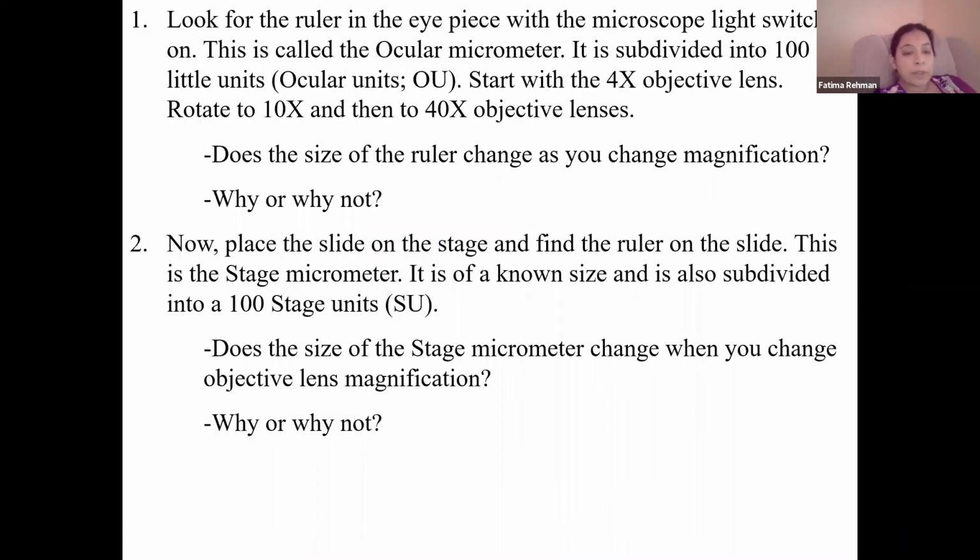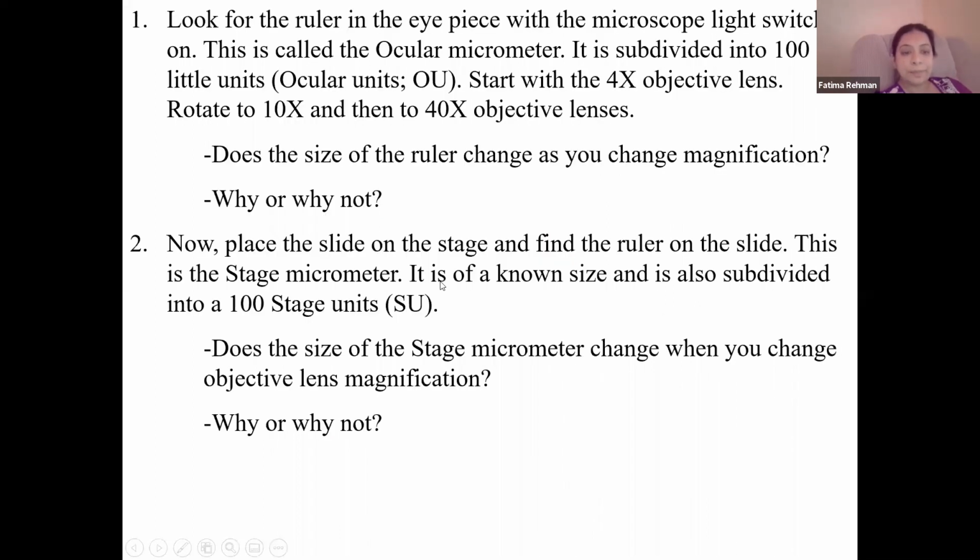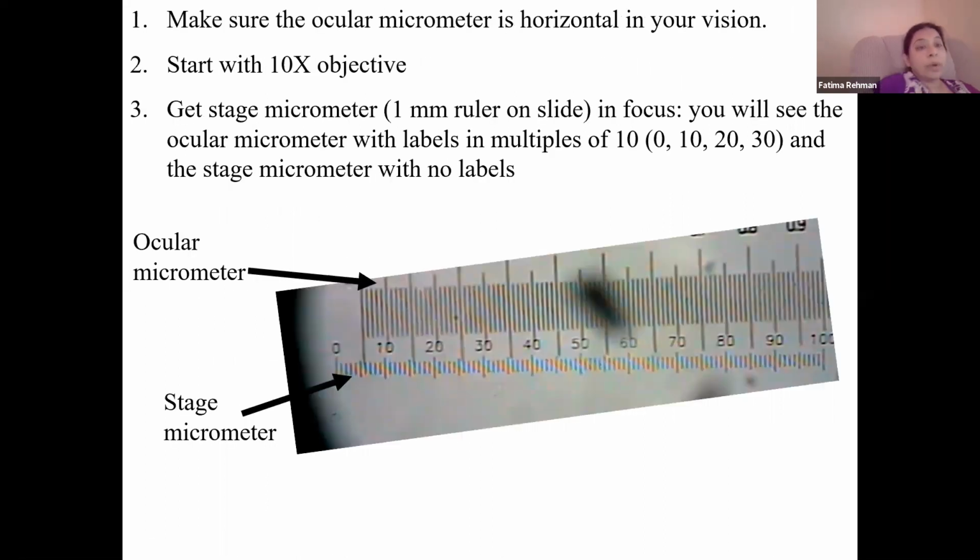However, if I were to put a slide containing a ruler on the stage, and then I change the magnification using the nose piece objective lenses, that one is going to change because that will be below the objective lenses, right? So if I have a slide with a ruler here and I change this, I will see it grow bigger and bigger or smaller and smaller as I go from one magnification to the next. So that's what we are going to do.